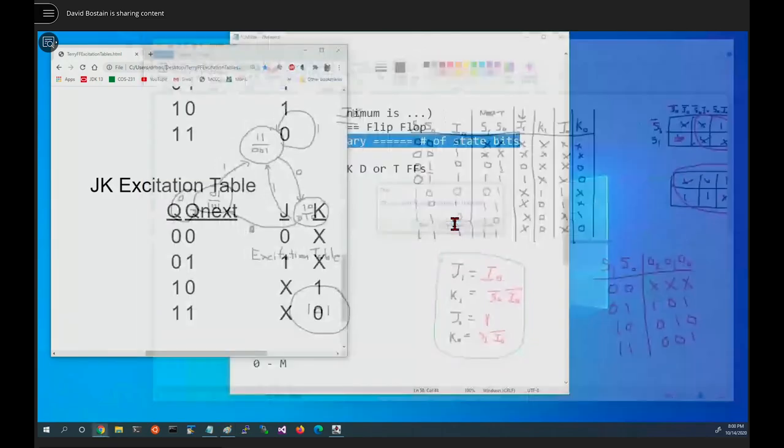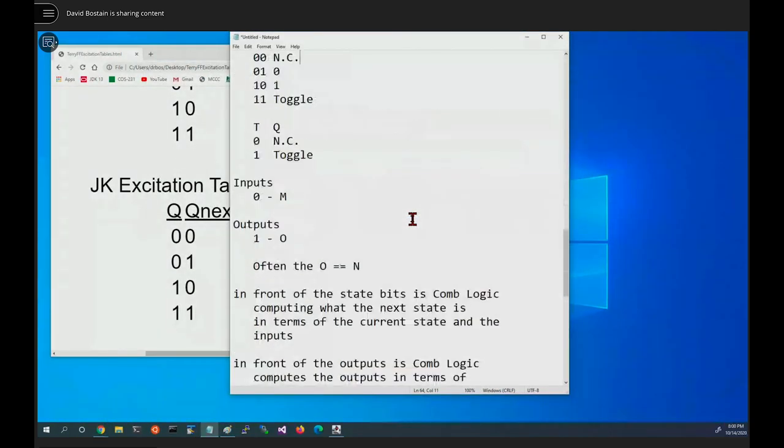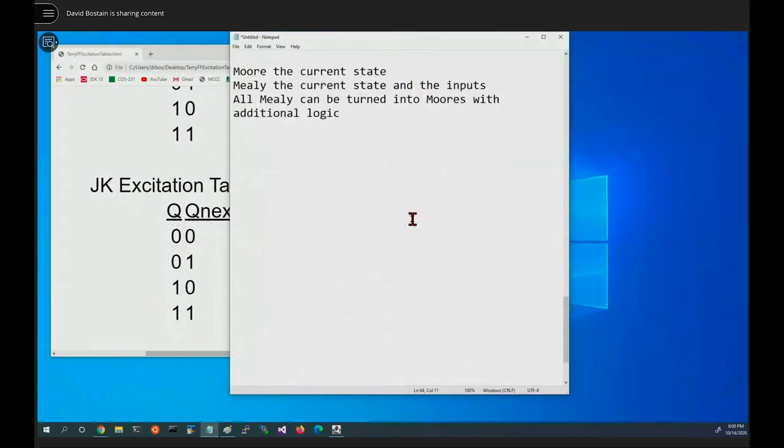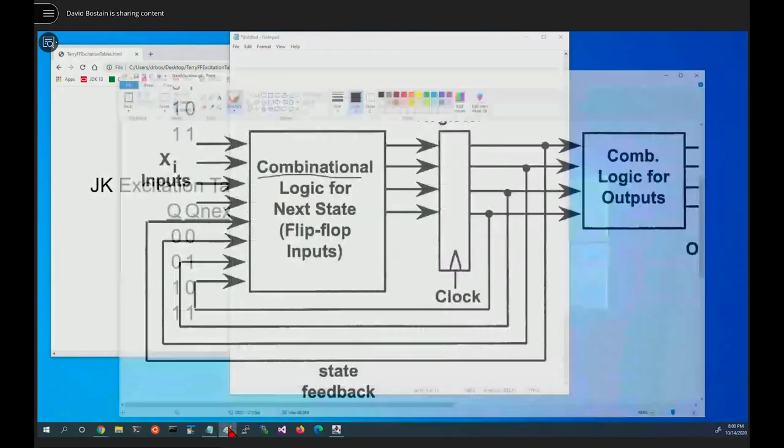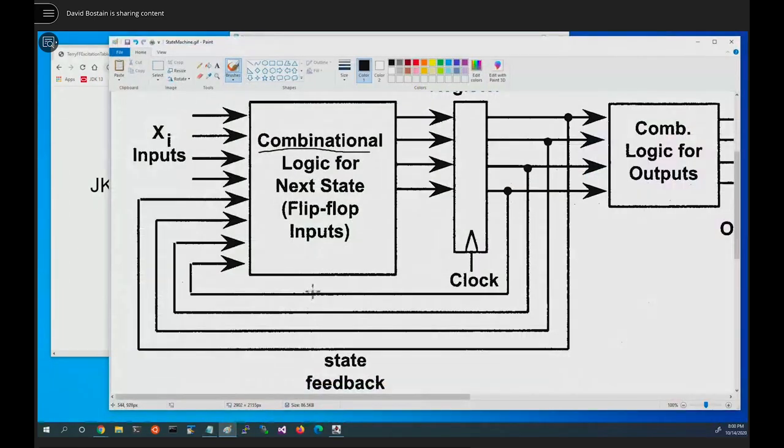Okay, let me close that for the moment. Let's actually do some review with that picture. I still have it open here.